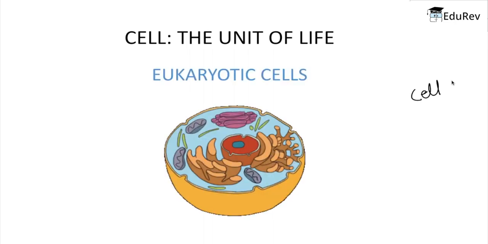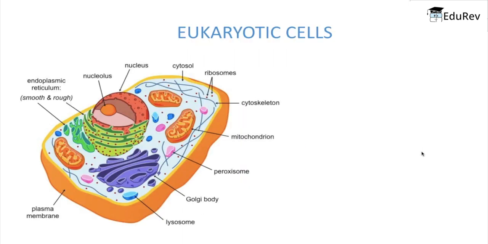So, do you know that our earth is home to diverse plants and animals, and all of them have a common structural unit that is called the cell? So yes, in today's session, we are going to study a specific kind of cell that is known as eukaryotic cells. The eukaryotic cells are cells having membrane-bound cell organelles.